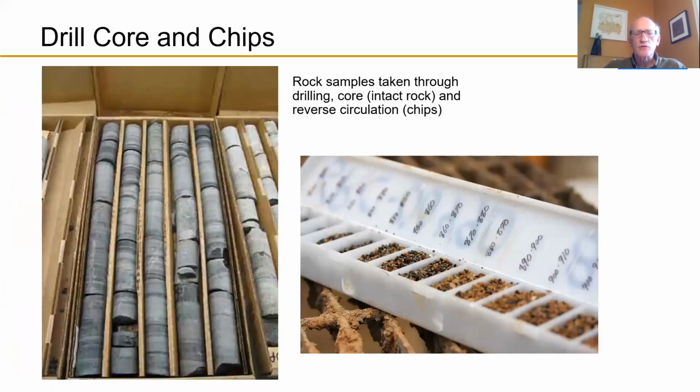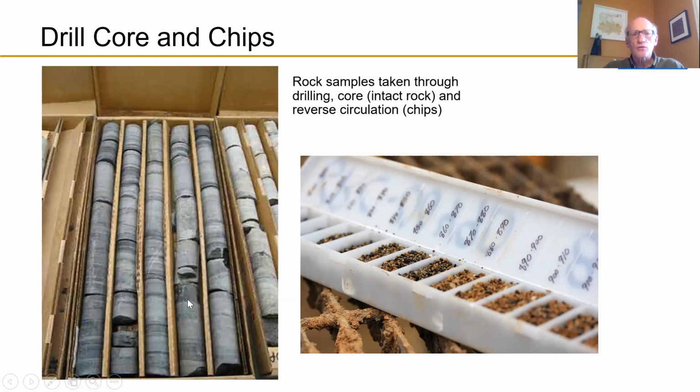There are two basic types of drilling for mineral exploration. One is core drilling, the other one is reverse circulation. The photograph on the left shows drill core from a core machine. You can see these cylinders of intact rock in the core box here. The one on the right is from reverse circulation. These are rock chips that are kept for future reference.